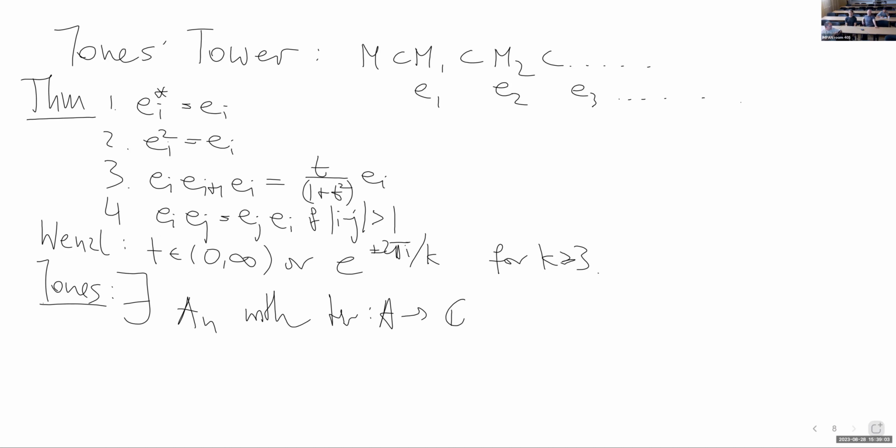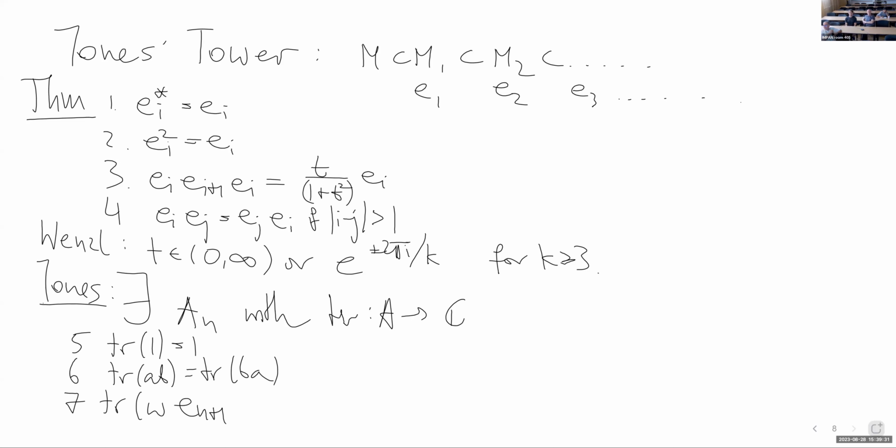And satisfy the following conditions. So this is 4, 5. The trace is, let's normalize so that the trace of 1 is 1. And then trace of AB must be trace of BA. And then trace of any element.